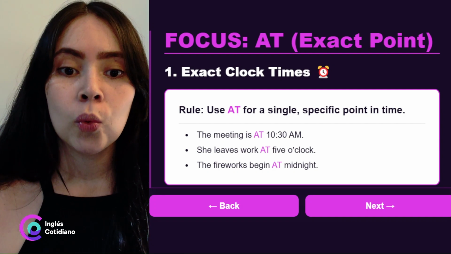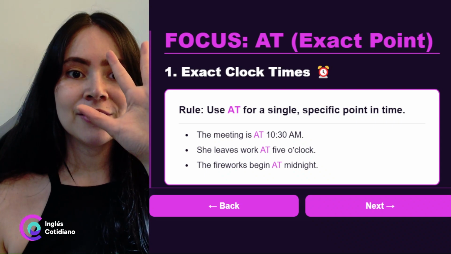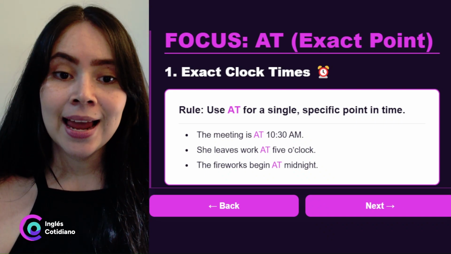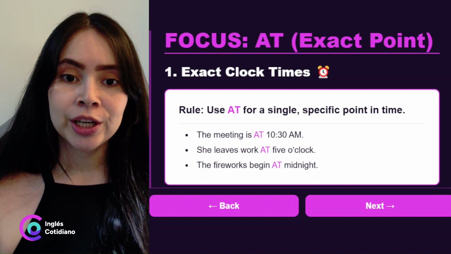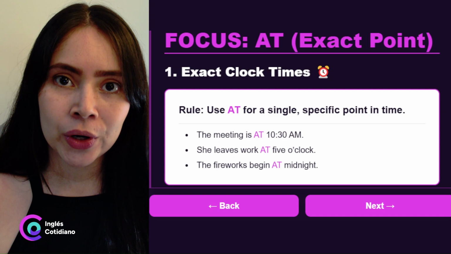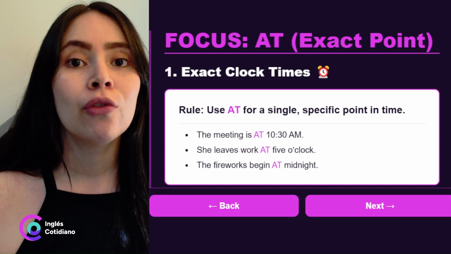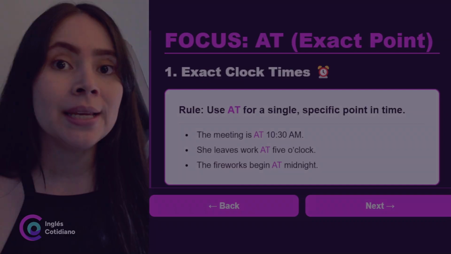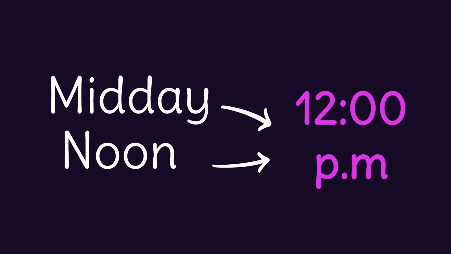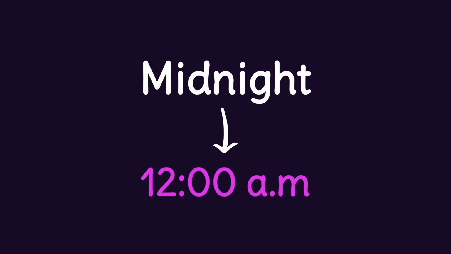Example, she leaves work at 5 o'clock. And the last one, the fireworks begin at midnight. There are many words that are similar to the word midnight. For example, the words midday and noon. Midday and noon refer to 12 p.m. and midnight refers to 12 a.m.